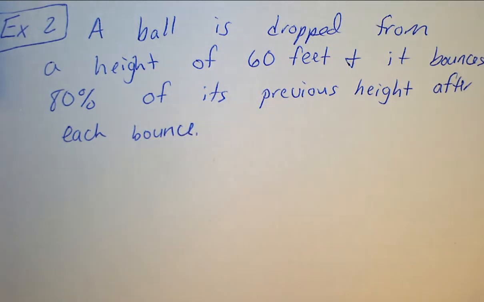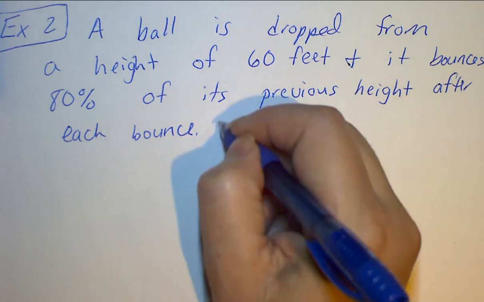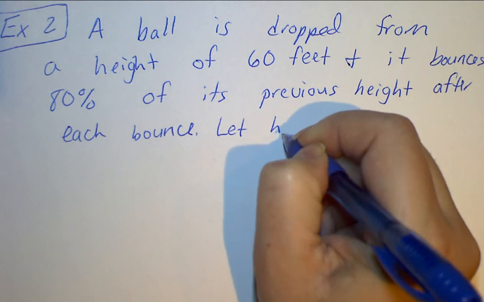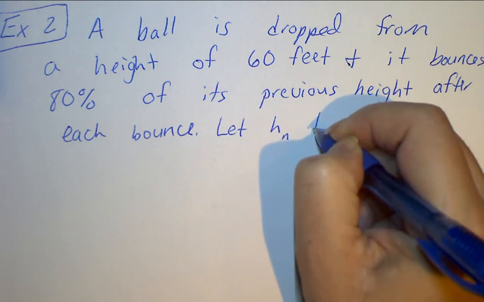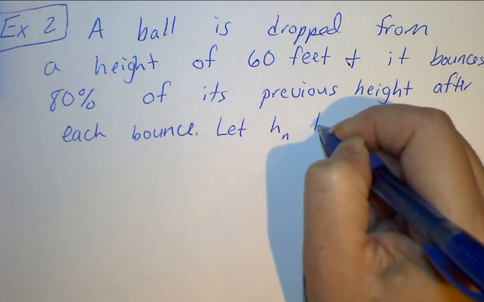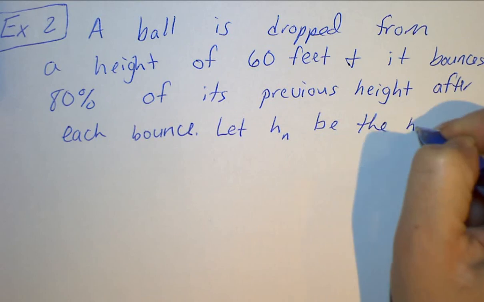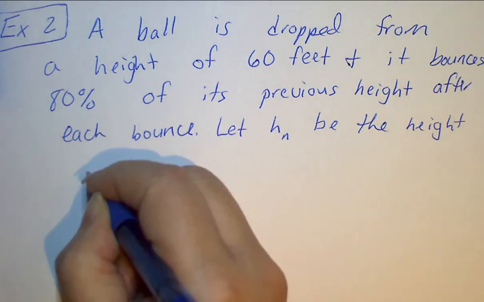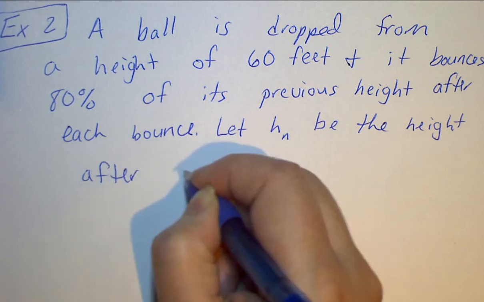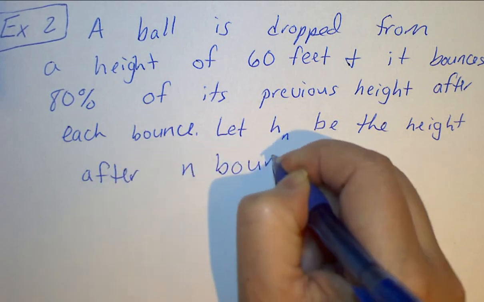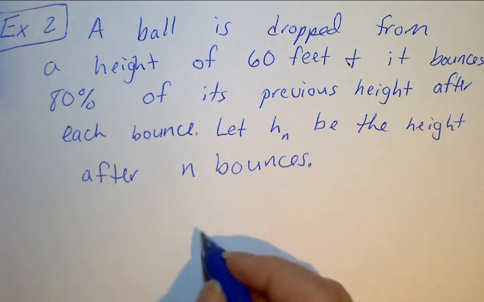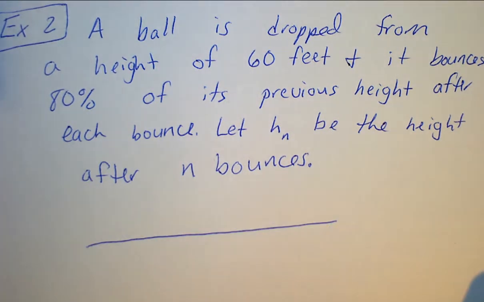Alright, so a ball is dropped from a height of 60 feet and it bounces 80% of its height after each bounce. We are going to let h sub n be the height after n bounces.